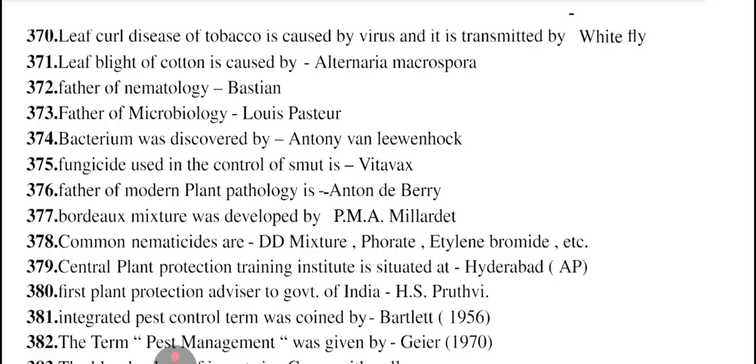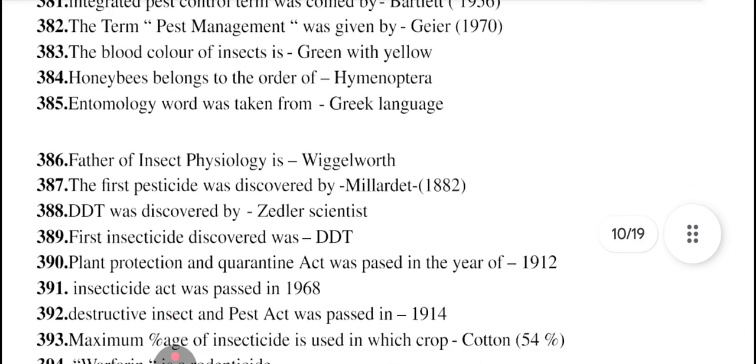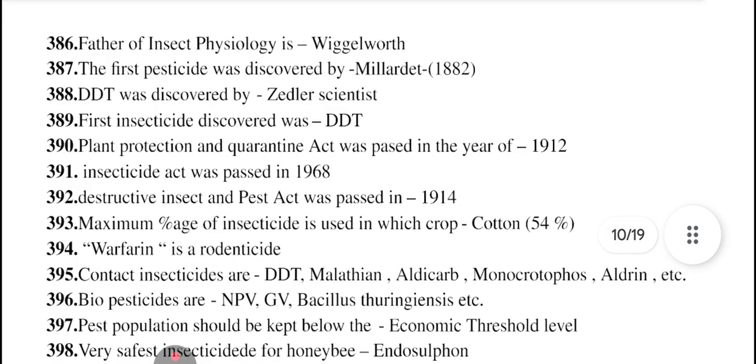Integrated pest control term was given by Bartlett. The term pest management was given by Geier in 1970. Blood color of insect is green with yellow. Honeybees belong to the order Hymenoptera. Entomology word was taken from Greek language. Father of insect physiology is Wigglesworth.